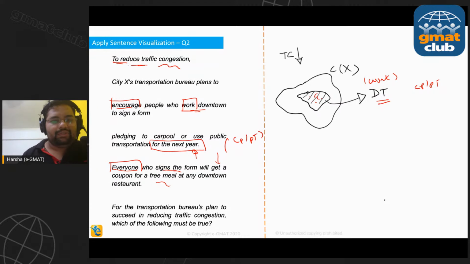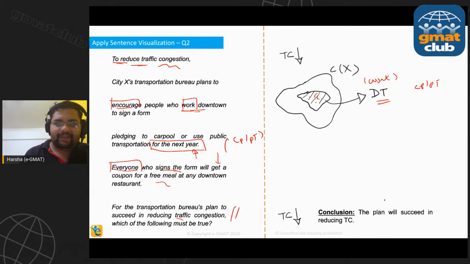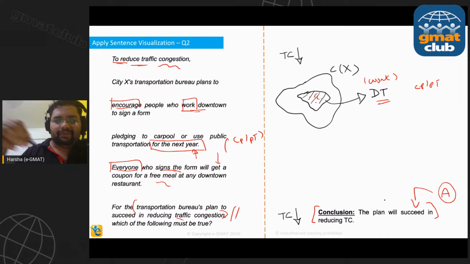But what is the conclusion? What is it we're trying to do? The question stem gives you that. For the transportation bureau's plan to succeed in reducing traffic congestion, which of the following must be true? So this is clearly an assumption question. So the objective is to reduce traffic congestion. The conclusion is that the plan will actually succeed in reducing traffic congestion. It is for this we need to find what must be true. So what is that underlying assumption for this plan to succeed?